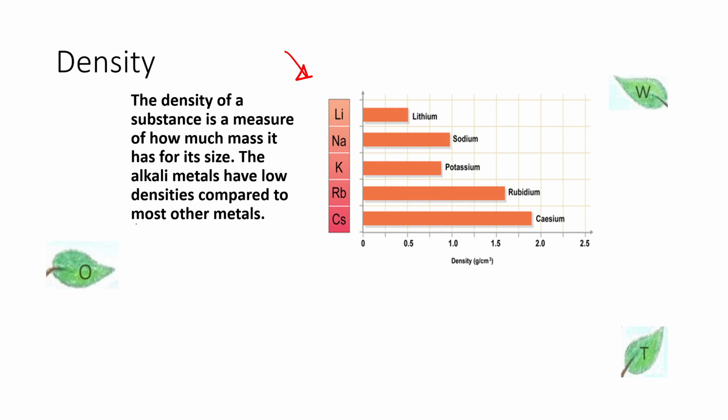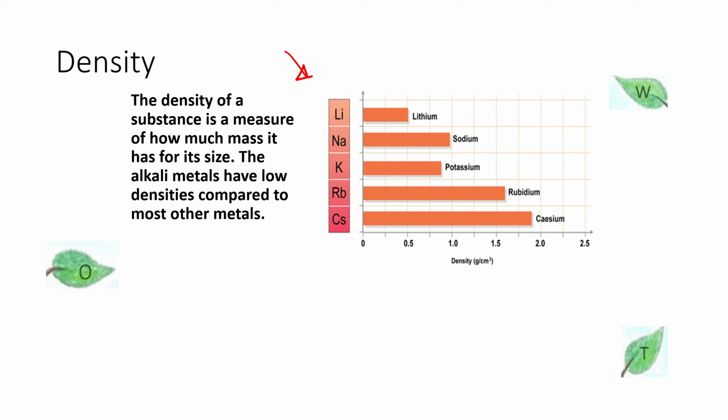So you wouldn't have to memorize this just yet, but you would have to describe what is happening. So remember, the density of a substance is how compact the particles are, which means that if I had 1 cubic centimeter of each one of these elements, the higher the density, the larger the mass would be. So it's a measure of how much mass it has for its size.